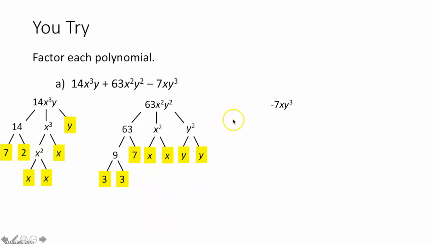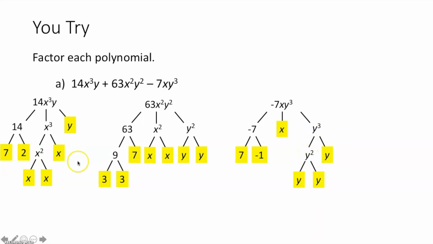Perfect. Lastly, the negative 7xy cubed, we break that up: negative 7, x, y cubed. The negative 7 we can break up into 7 times negative 1 because it's negative, right? We got to take that out. And, well, that's done. The y cubed you could break up y times y times y, or y squared times y. Then the y squared breaks up into y times y. Now we have broken up each of these into their factors.